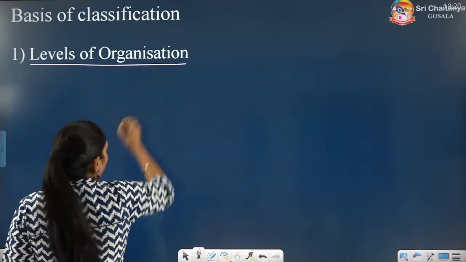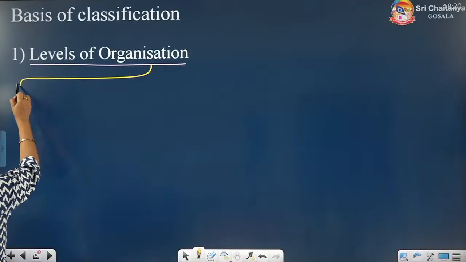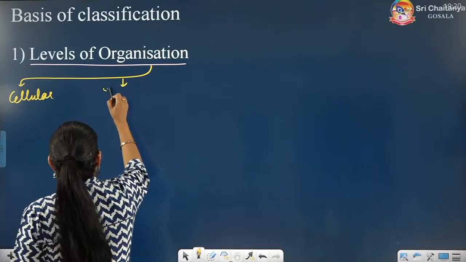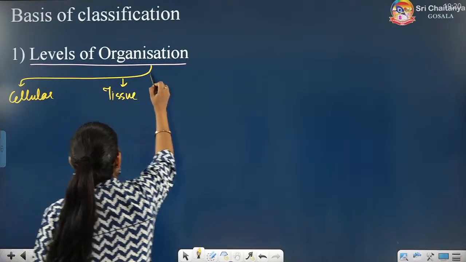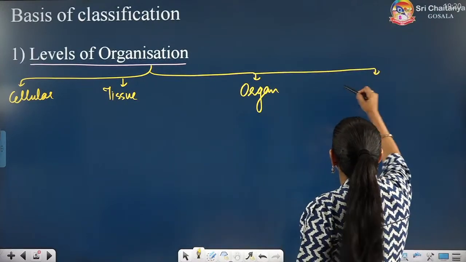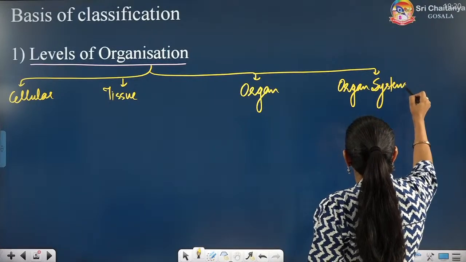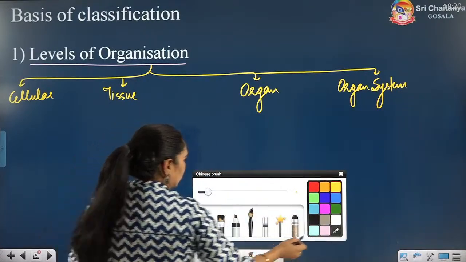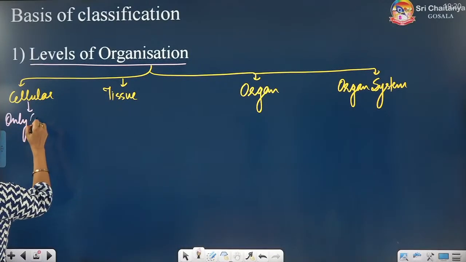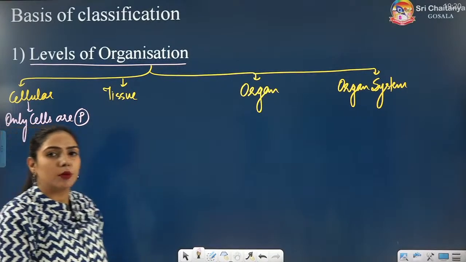So I'm going to write it again. I don't know where it has disappeared. So I was talking about the cellular level of organization, everyone. Then I was talking about the tissue level, then organ level, and organ system level. So everyone, in cellular level of organization, only cells are present in the body.